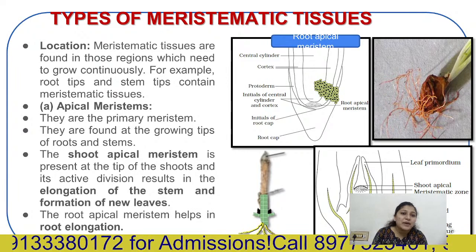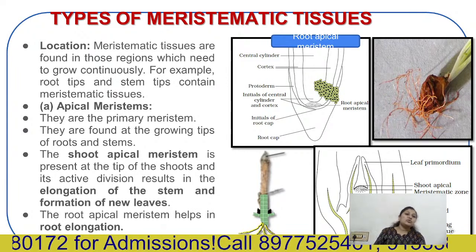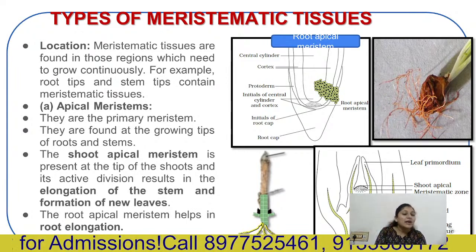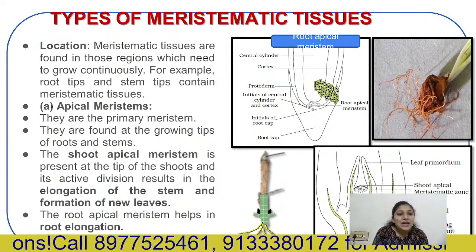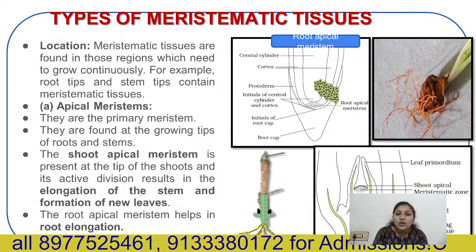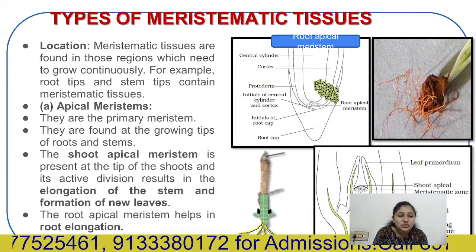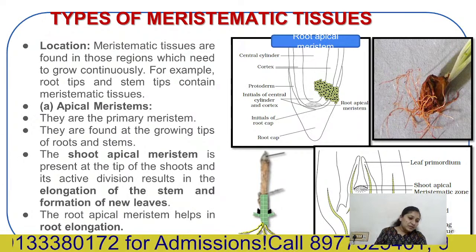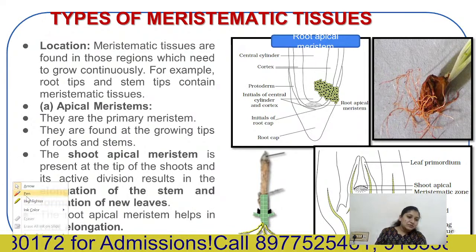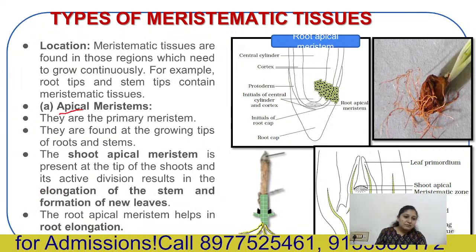So meristematic tissue is found in those regions which need to grow continuously, for example, the root tip and stem tip. So all the tips contain meristematic tissue. At the tip region, whatever meristem is present is known as apical meristem.